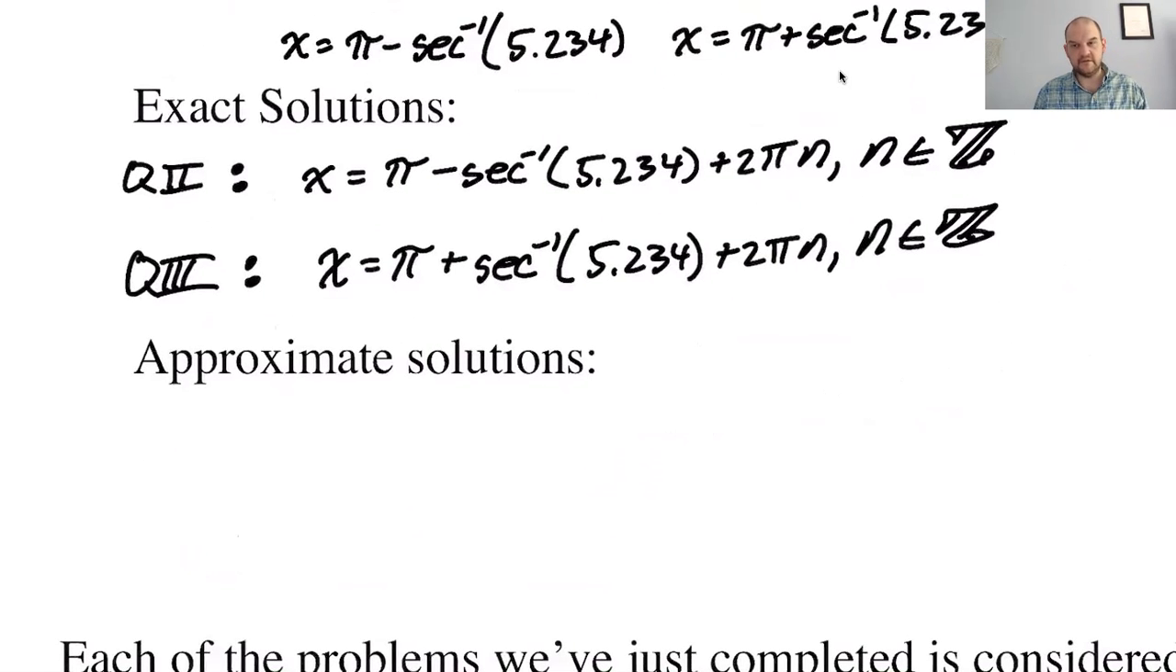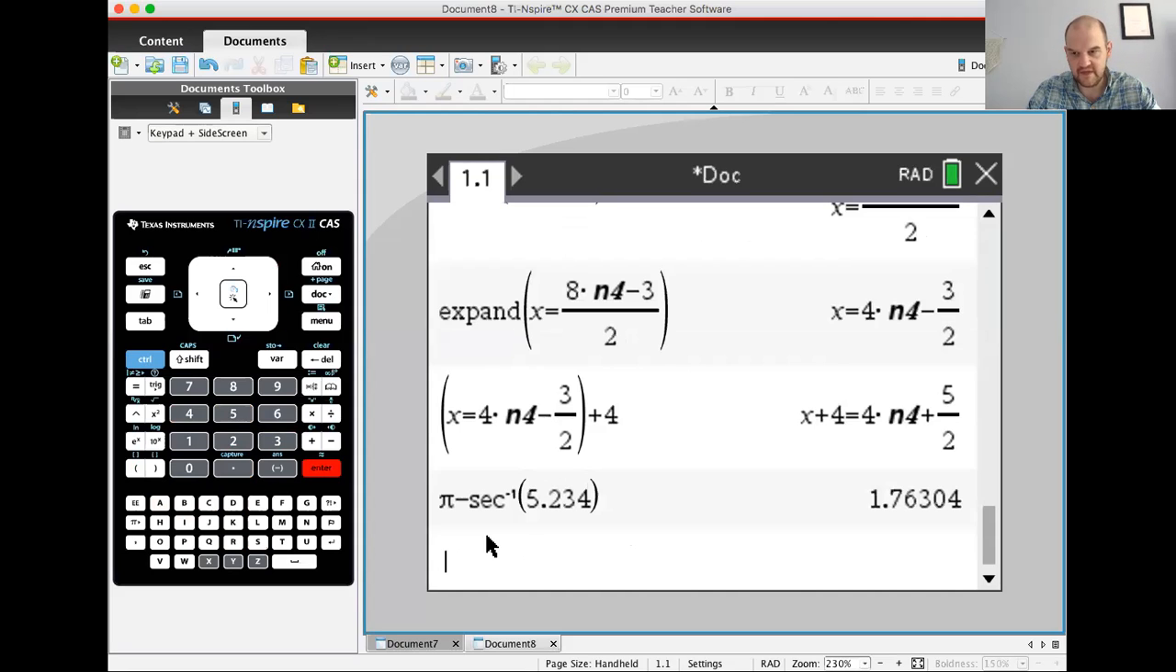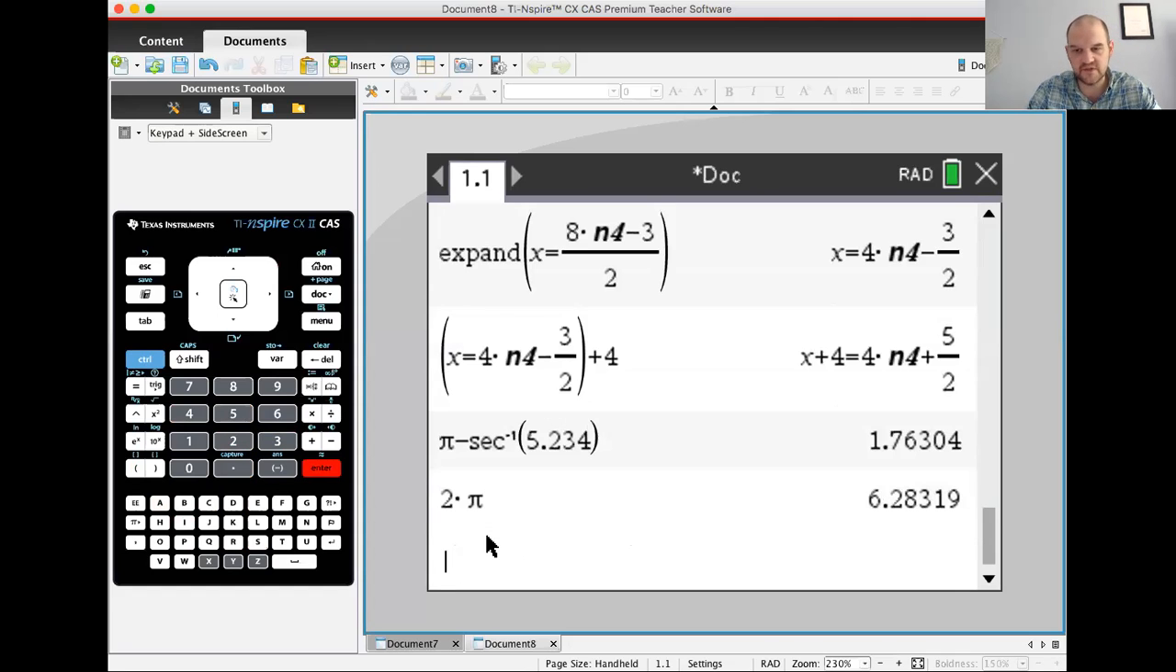All right, well, let's go to the calculator because that's the only way we're getting these. So one thing I can do is type in my answers. Pi minus the inverse secant, so I'm going to do arc secant of 5.234 and press enter. So 1.763, and then I should really write 2 pi as a decimal because once you go decimals, it should all be decimals.